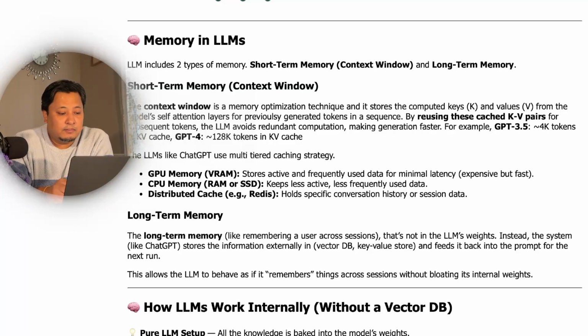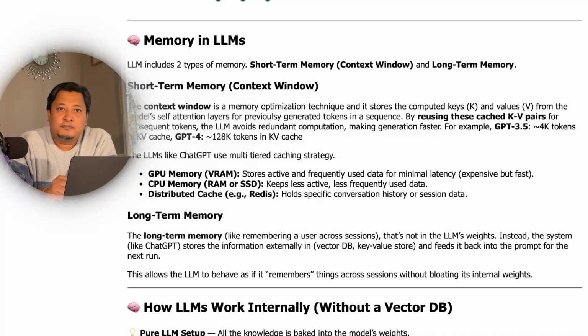The second layer of memory is the CPU memory. Under this, we commonly use RAM, or we could also use solid state drive memory, SSD memories. And this is used to store less active and less frequently used data. This does not refer to the real-time data.